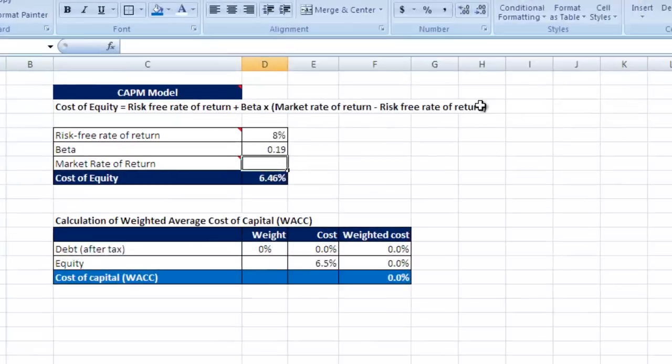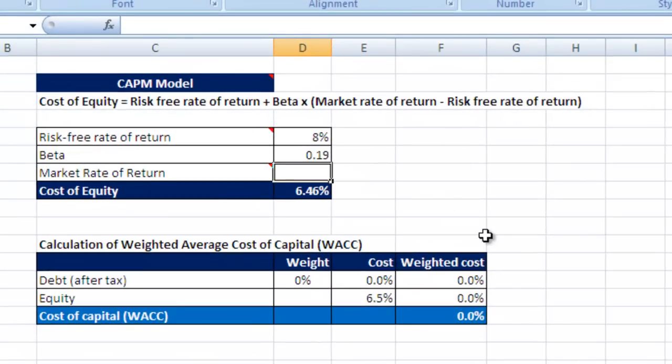So 0.19 is beta. Now what is market rate of return? The market has given on an average 15 to 16% in the last 30 years. Let's say the Sensex started in 1979, and since then the market has given 15 to 16% on average returns. So you can take 15% on the safer side. Fine. So here cost of equity is 9.35%.